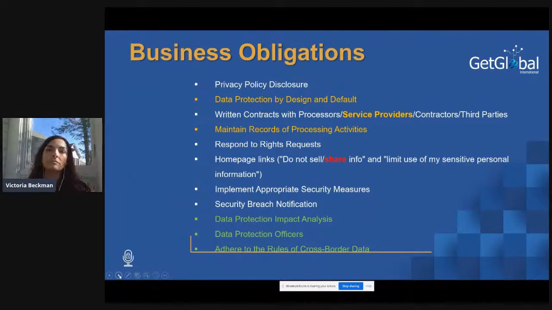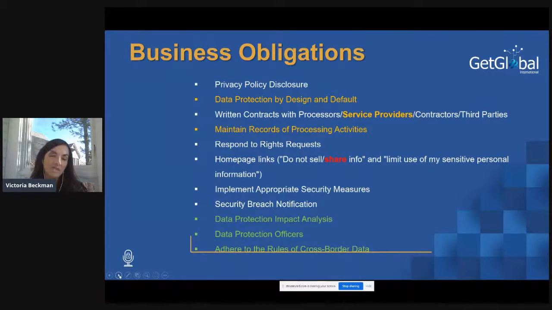There's got to be written contracts with processors, service providers, contractors, and third parties. And there is a requirement for service providers not to mix information or processing of information that is for the provision of a service and that is personal information as well.